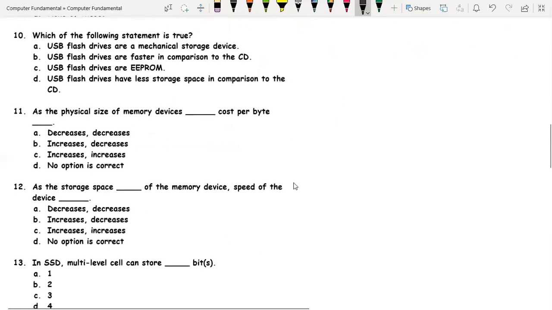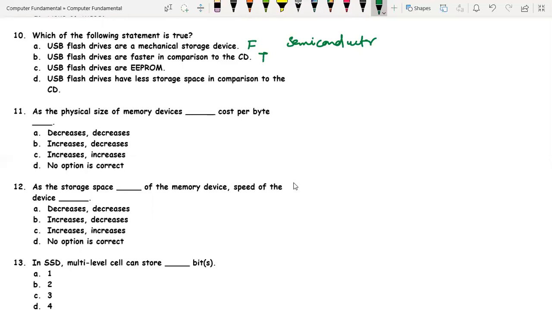Question number 10. Which of the following statements is true? USB flash drives are a mechanical storage device. No, it is false. The correct term here is semiconductor storage device. USB flash drives are faster in comparison to the CD. That is true.